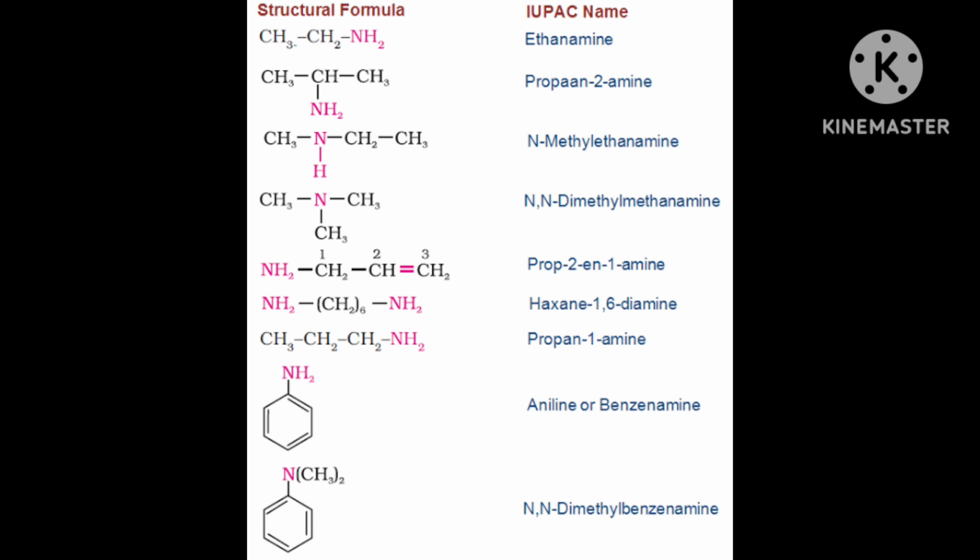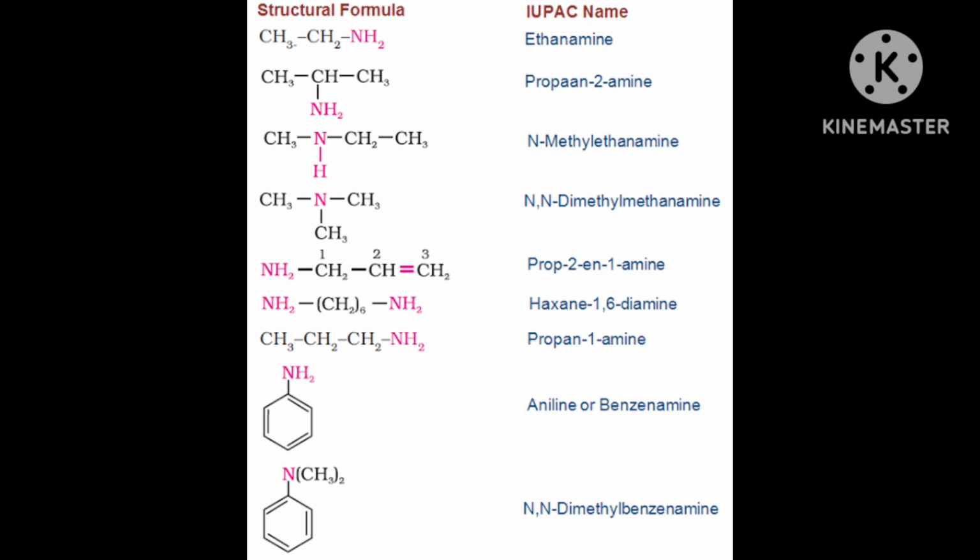And what will be the IUPAC name? Then it is prop-2-en, because at carbon number 2 the double bond is there. Then prop-2-en-1-amine, because NH2 is attached to the first carbon of propene. That's why the name is given prop-2-en-1-amine.